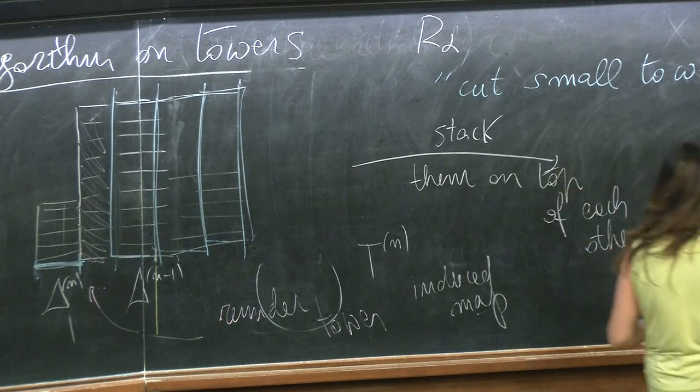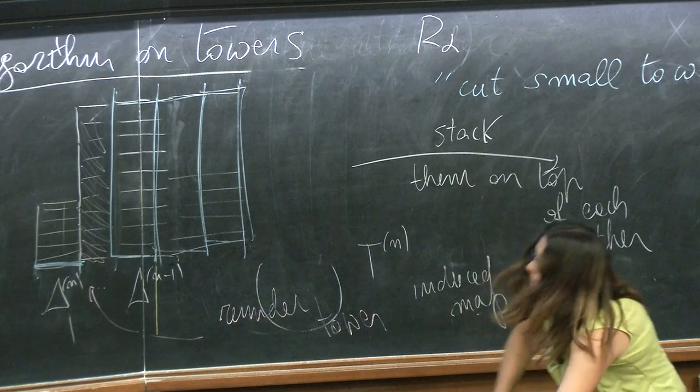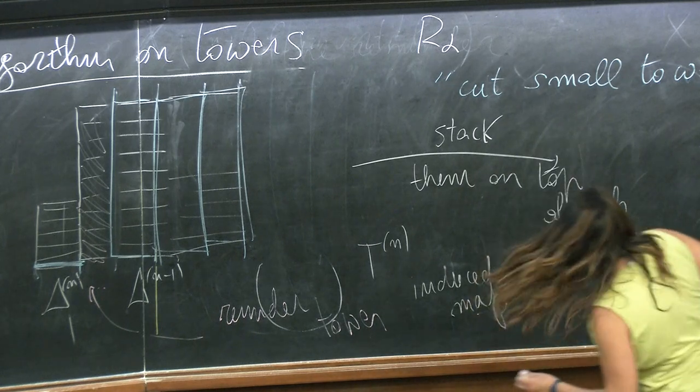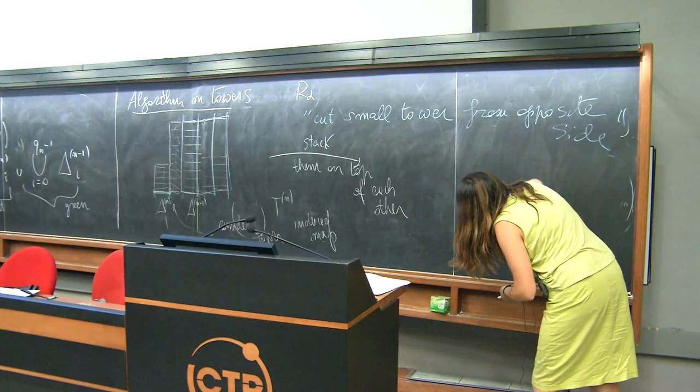Okay? So what am I going to do? I still have a small tower. I still have a remainder. The small tower was blue. The remainder was red.